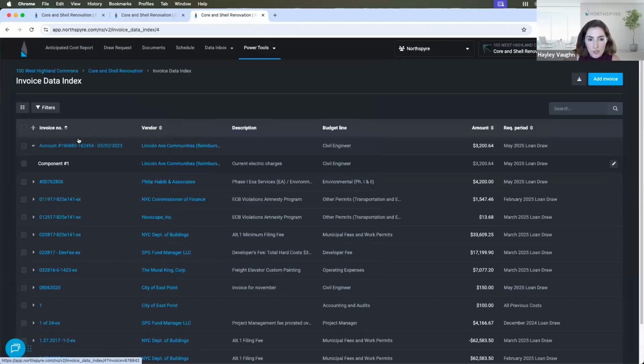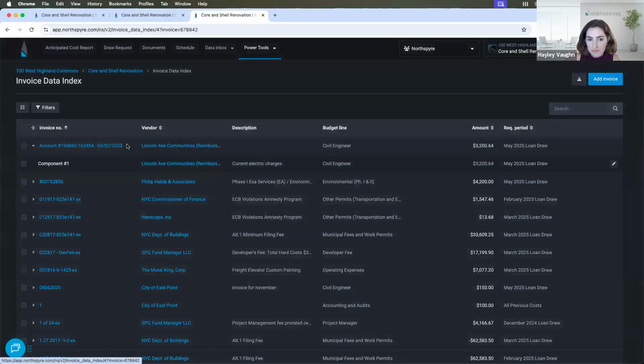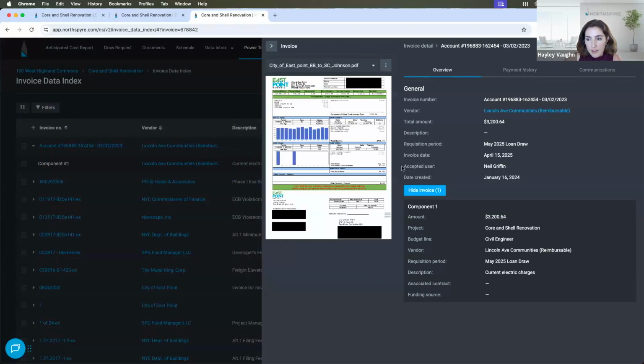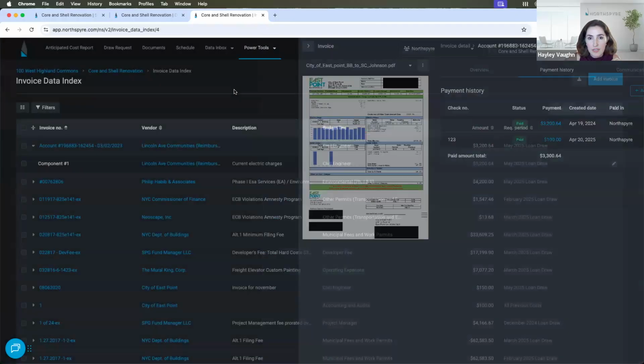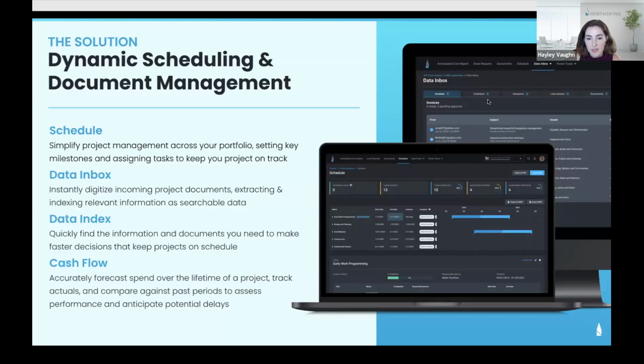So we can click into any invoice. We can also filter by any of the respective invoice attributes here to help cipher through this data. But when we open one up, you get the relevant PDF, all of the pertinent information, who approved it, when they approved it, any payment history as well. So again, all of that data is at your fingertips so that documents don't get lost and your schedule remains on track. All right, I'll kick it back to you, Kelsey.